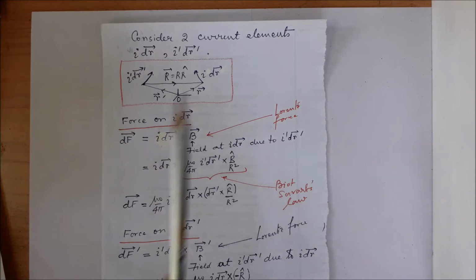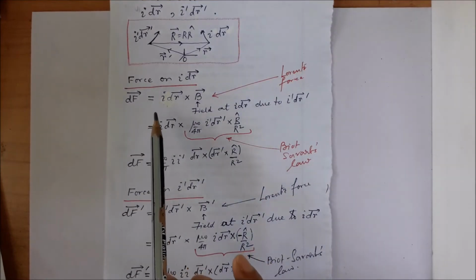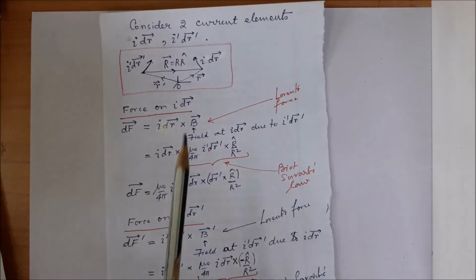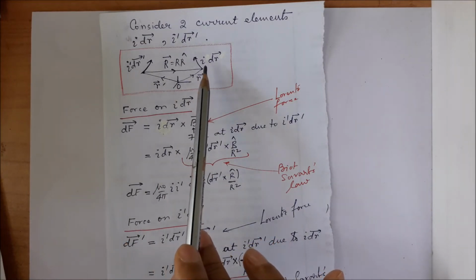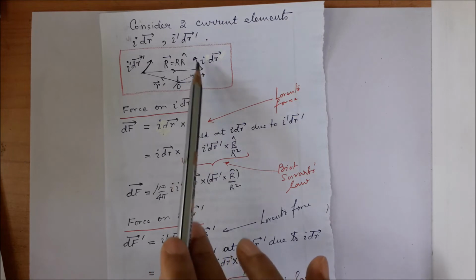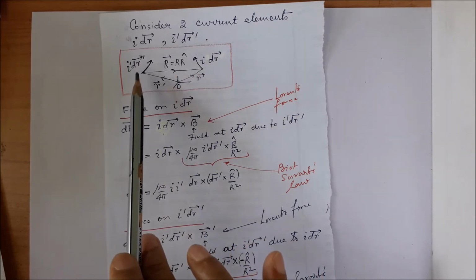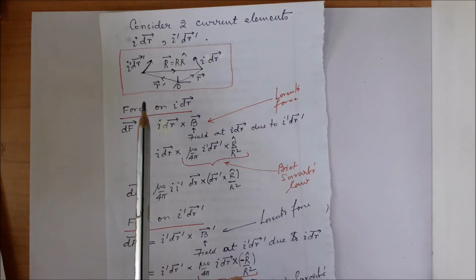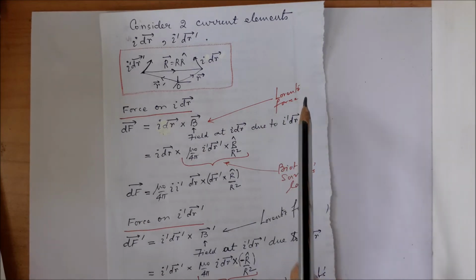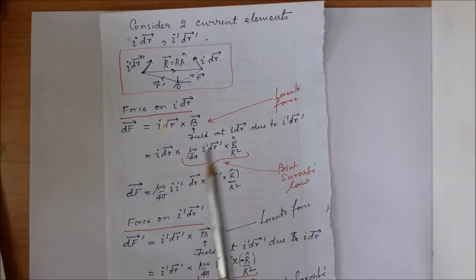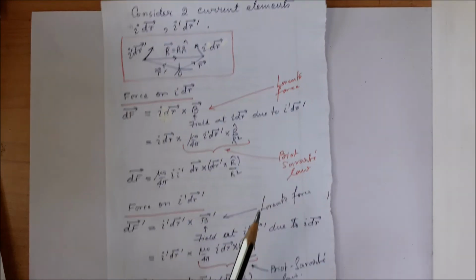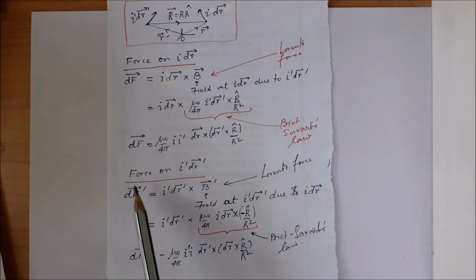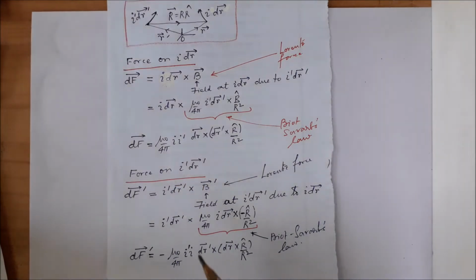Let us, as before, calculate the force that I prime dr prime exerts on I dr, and the force that I dr exerts on I prime dr prime, using the Lorentz force law and Biot-Savart's law as before. Then the force on I dr turns out to be of this value, while the force on I prime dr prime turns out to be of this value. Are they equal?